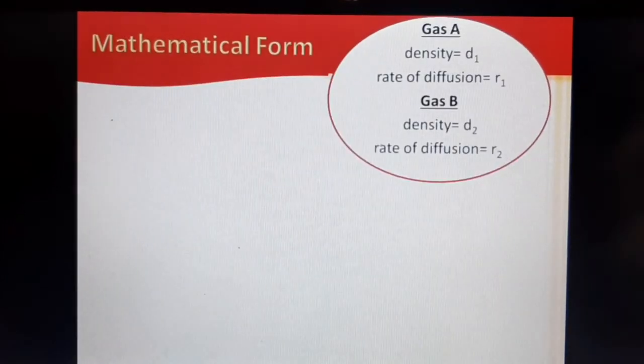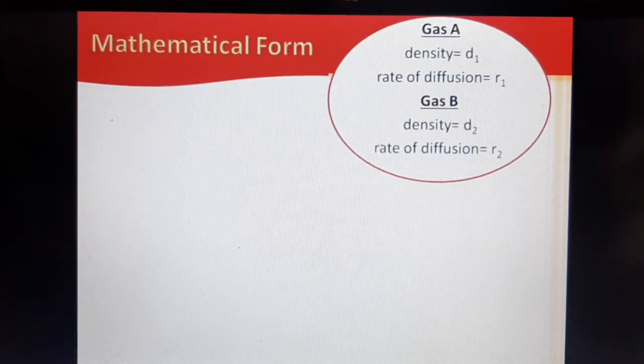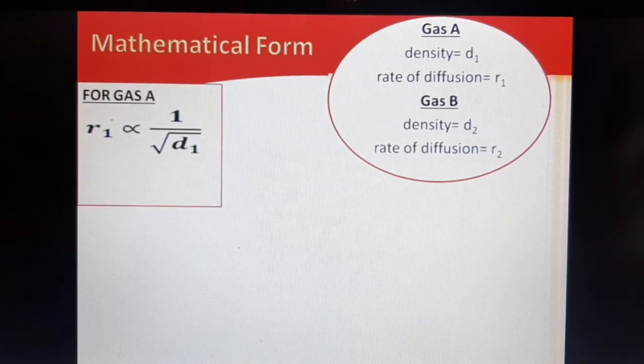Understanding this equation, take D1 as the density of gas A and R1 as the rate of diffusion or effusion of gas A. Similarly, D2 is the density of gas B and R2 is the rate of diffusion or effusion of gas 2 or gas B. Now taking the equation as stated in the law, R1 is inversely proportional to the square root of its density.